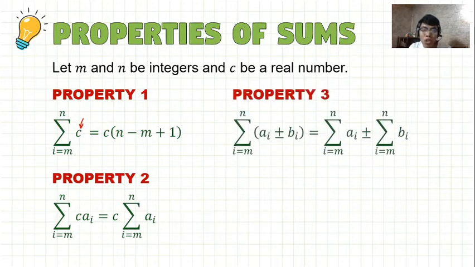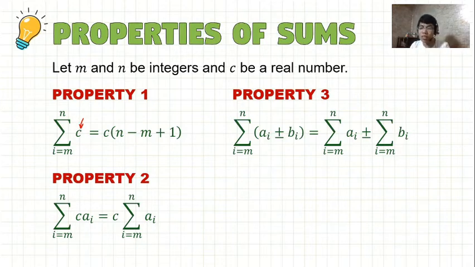Property 3. Summation of a sub i plus minus b sub i from m to n is equal to the summation of a sub i from m to n, plus minus the summation of b sub i from m to n. So ano yung ma-observe dito? Di ba what is done here is actually, yung summation parang na-distribute siya. Right? So, distribute natin yung summation sa bawat expression dito, a sub i at b sub i.